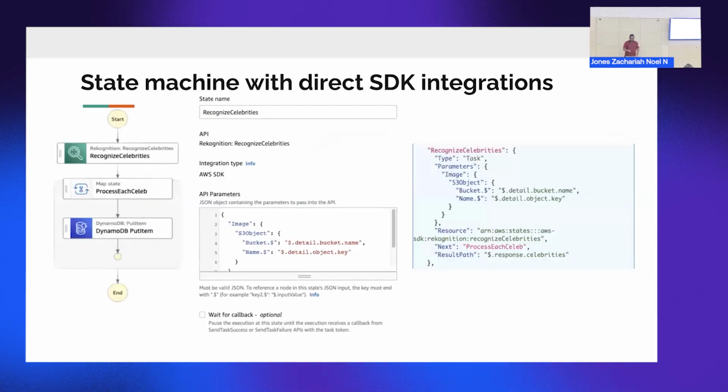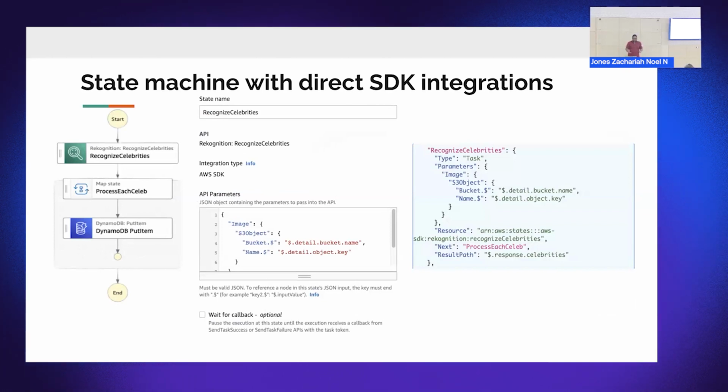So I was talking about the Amazon Rekognition API earlier, where I was using an S3 object. So events from EventBridge are sent to my step function. From the step function, I'm just defining the API parameters, which bucket, what's the object name, and that's it.